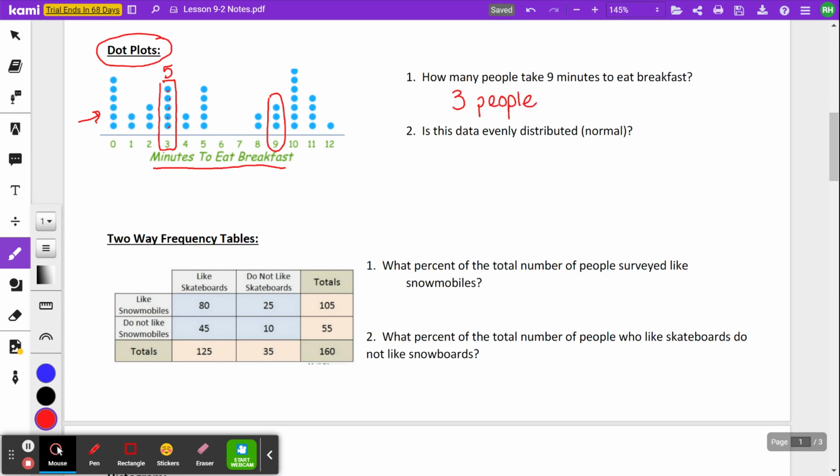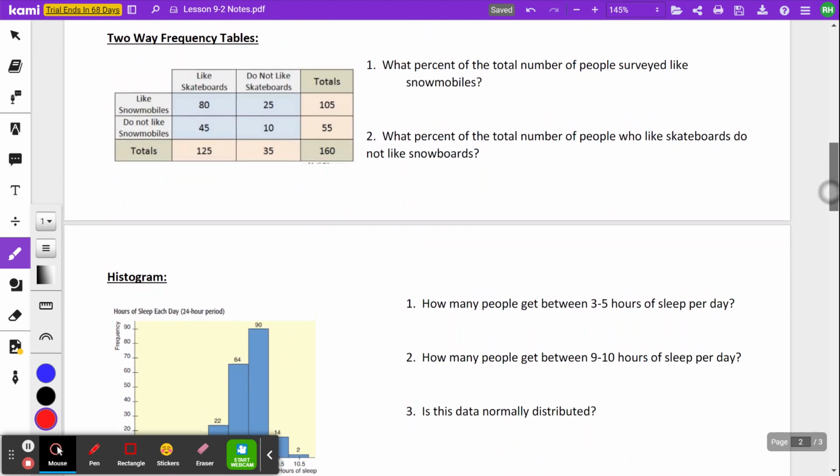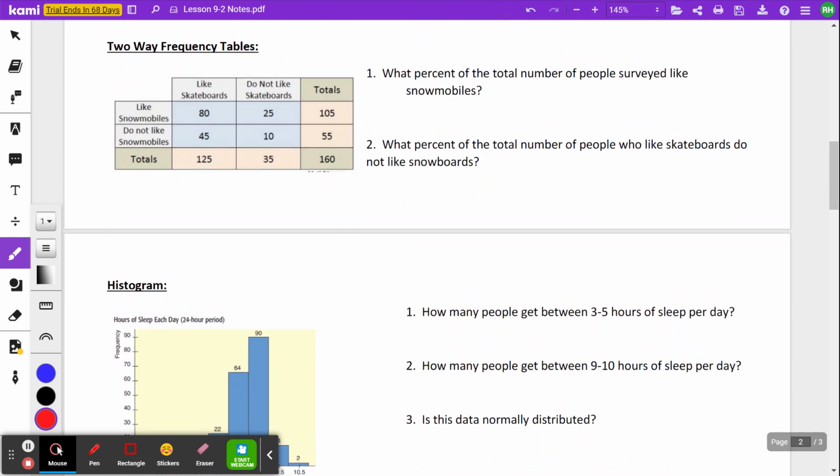And then the second question is, is this data evenly distributed? So again, does it make that nice bell curve, right? And obviously this is not. We're up, we're down, we're up, we're down, we're up, we're down, right? So this would be random. There's no real pattern to any of the data here. Okay? So super simple. Dot plots, plotting a point for each of the ones that match that data point.